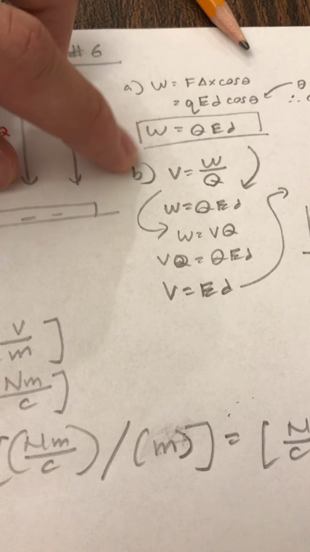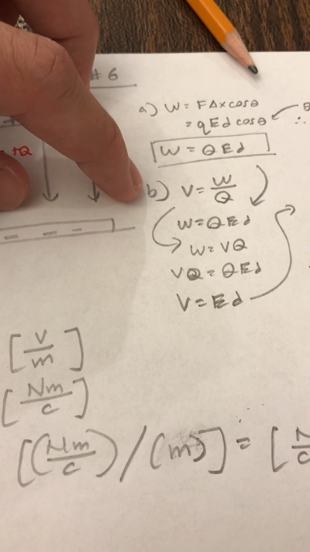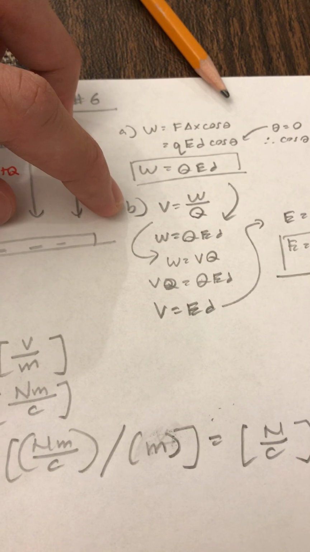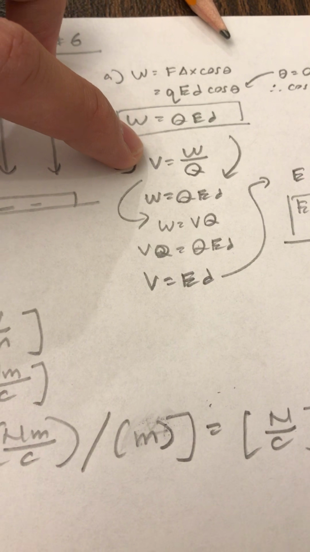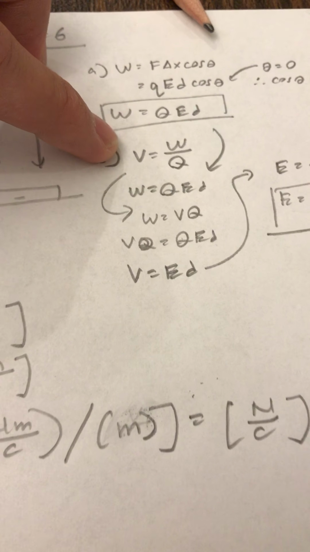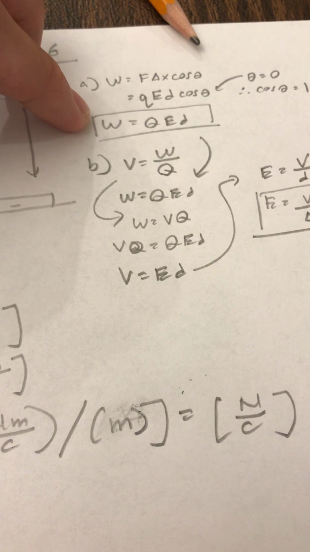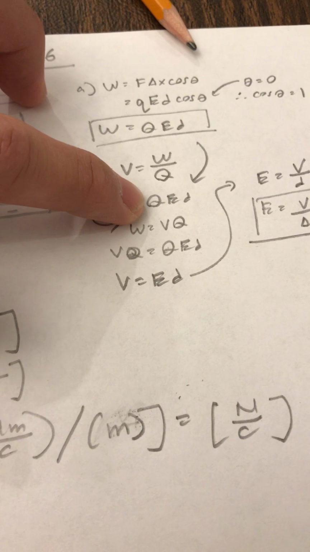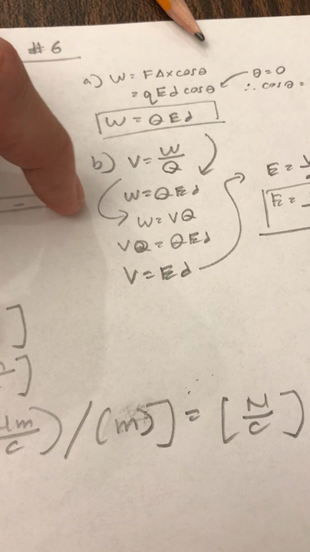So for part B, it says use your result in A to get the definition of the electric field. So from this unit, we know that the electric potential is work divided by the charge. And we also know from part A that work equals charge times electric field times distance.